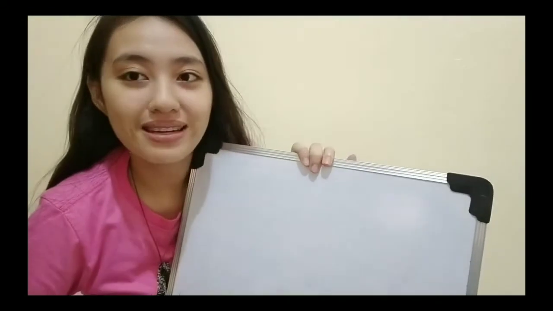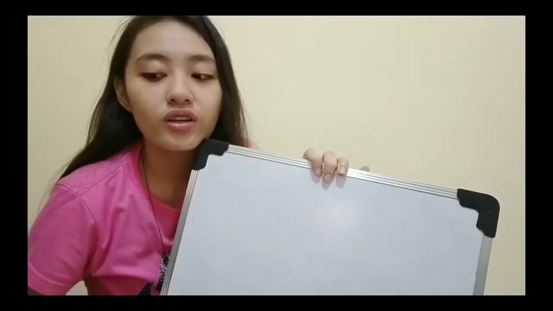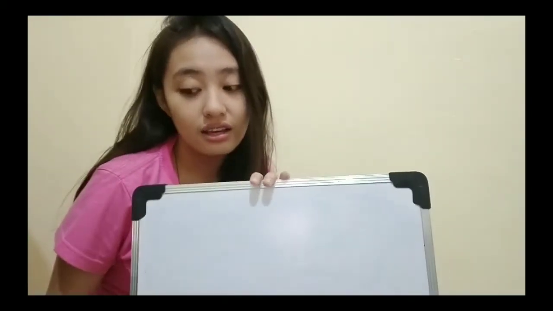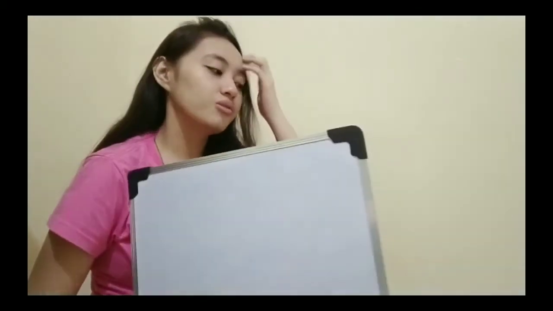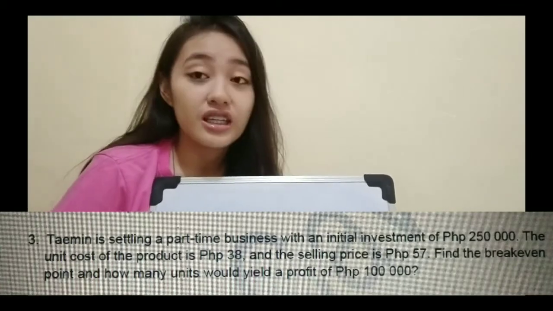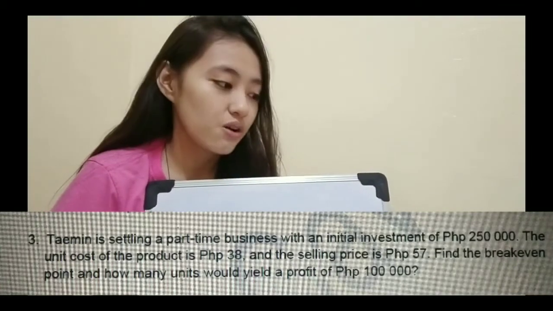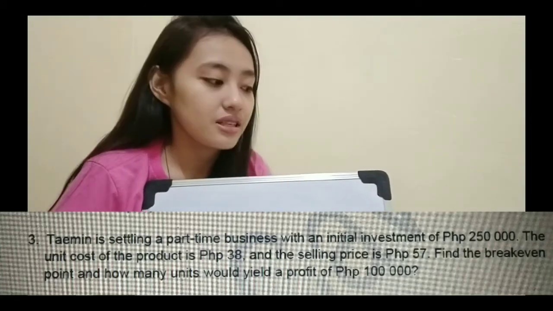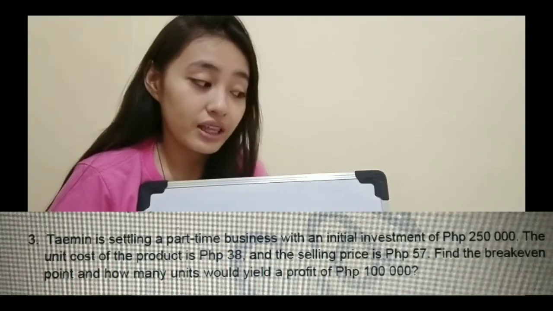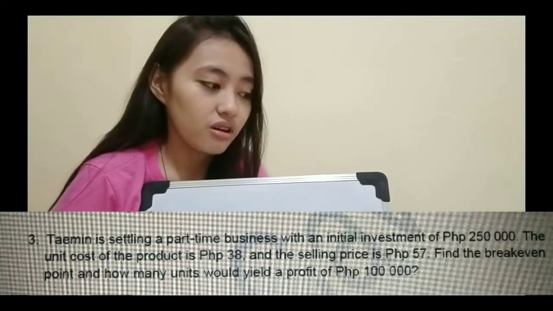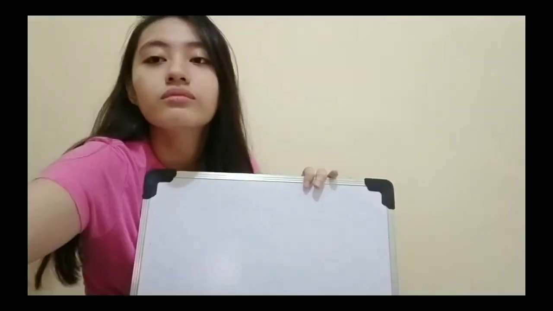And now, last but not the least, we're going to answer a problem from Mathematics of Buying and Selling, Break-Even. So, the problem is, Jalane is setting up a part-time business with an initial investment of 250,000 pesos. The unit cost of the product is 38 pesos, and the selling price is 57 pesos. Find the break-even point and how many units would yield a profit of 100,000 pesos.